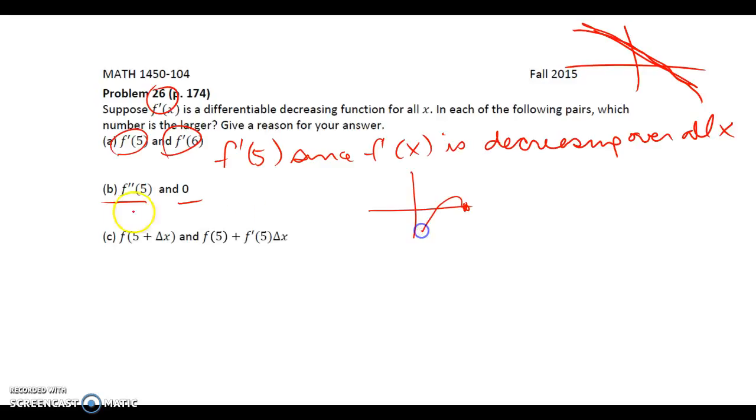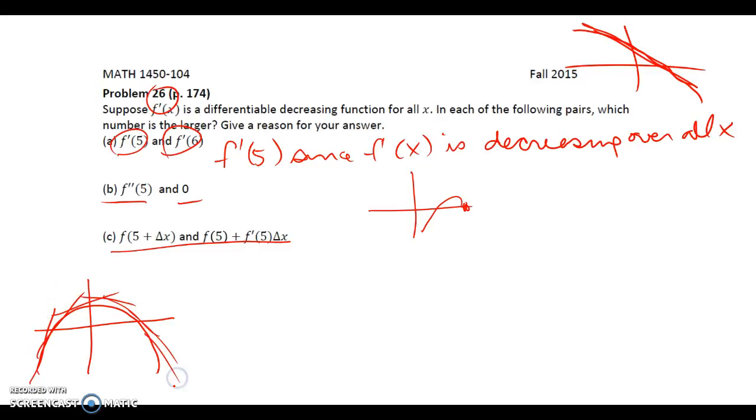I'm trying to think. I'm not sure we can tell. I'm not sure I can tell easily. This one I was having trouble with too. But if the derivative is decreasing, that means the slope of this function is always decreasing. So one example of that is a parabola, right? Large slope, smaller, smaller, smaller, smaller, smaller, smaller. Okay? So, which of these would be bigger?